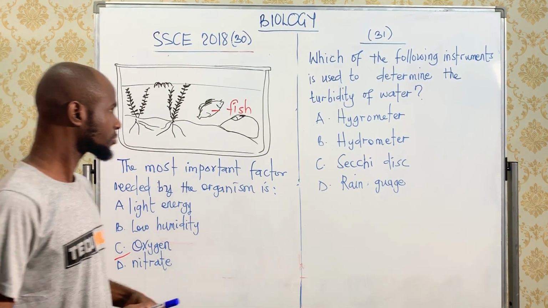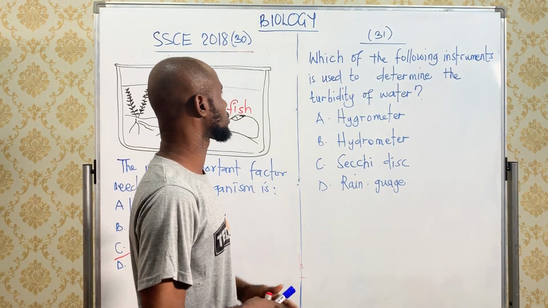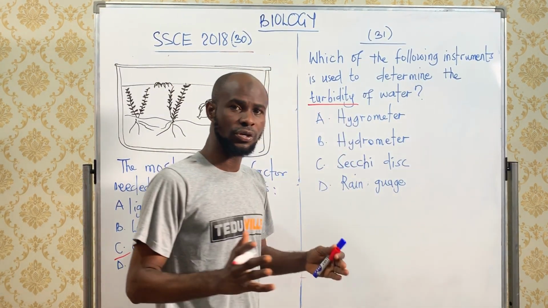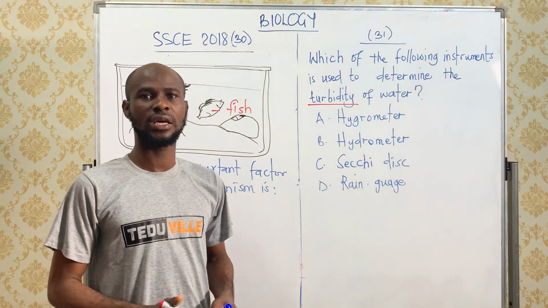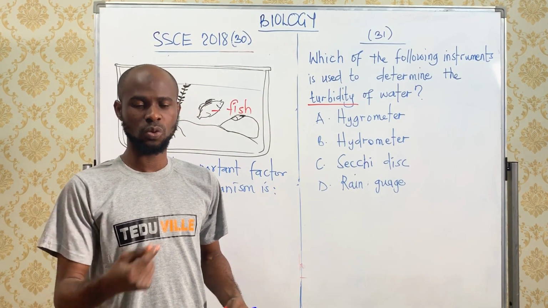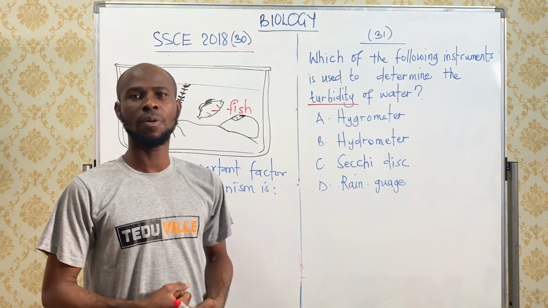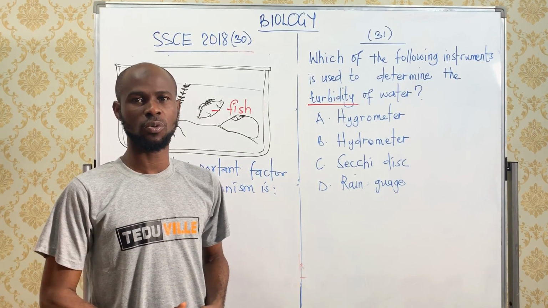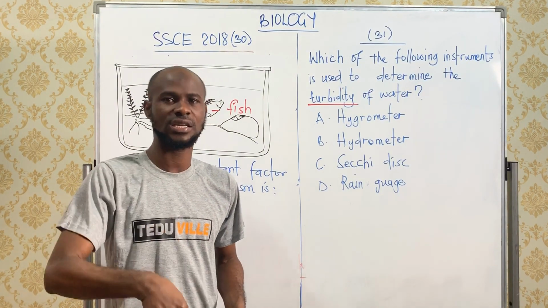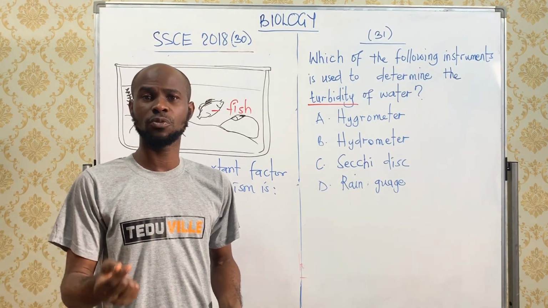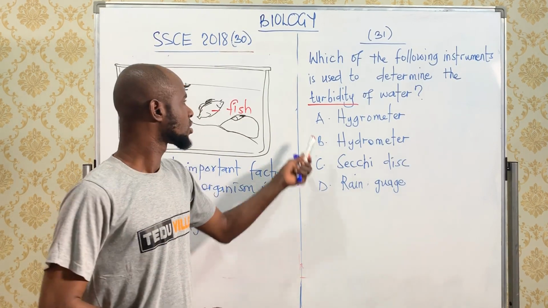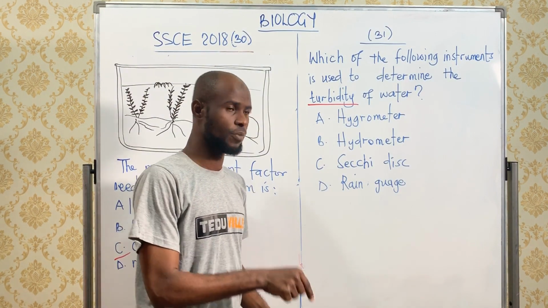Now, number 31. Which of the following instruments is used to determine the turbidity of water? So the first question is, what is turbidity? In your normal biology, we say turbidity is the muddiness in water, how muddy the water is. When the water is muddy, particles are mixed inside that particular water. The muddiness of water is determined by the penetration of light inside the water. When the light is able to penetrate water well, therefore the muddiness of the water is low.